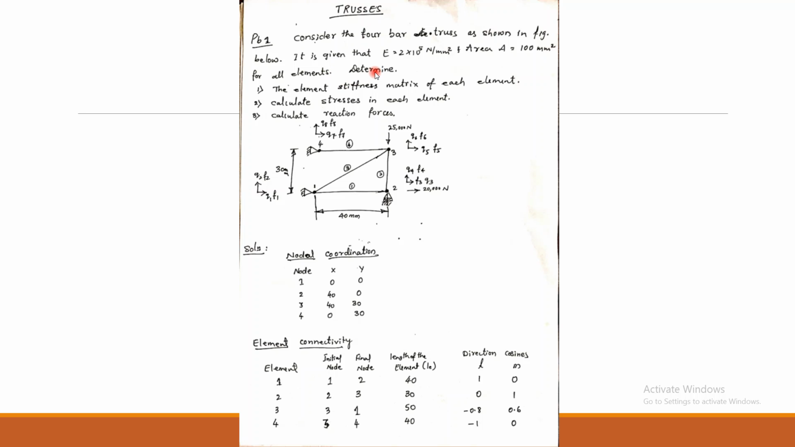Which are all the quantities that I have to determine? Let's look into that. The first one is the element stiffness matrix of each element. I need to find out the stiffness matrix for each element, as well as stresses in the elements and reaction forces. These are all the parameters I should find out.